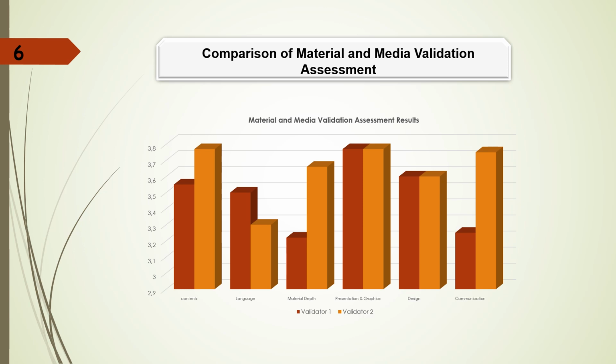Comparison of material and media validation assessment. Aspects assessed in product validation are content, language, material depth, presentation and graphics, design and communication. We obtained an average result of 99.25%, which is very feasible to be implemented.